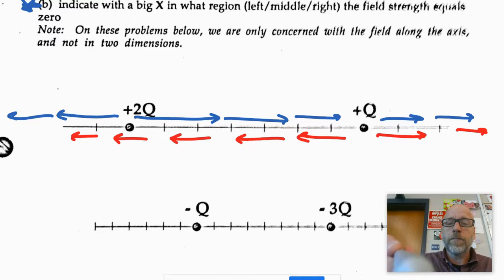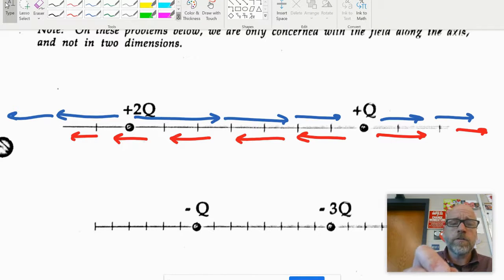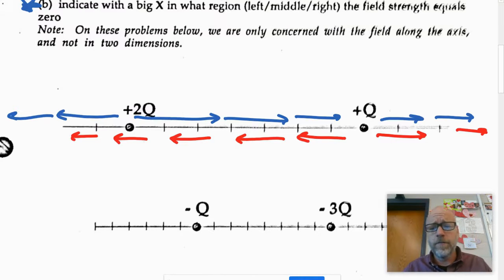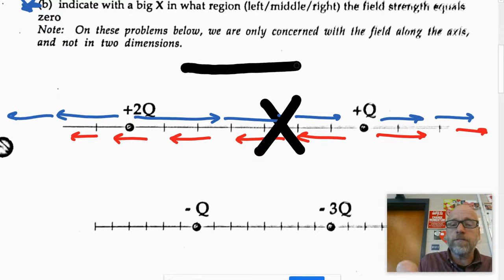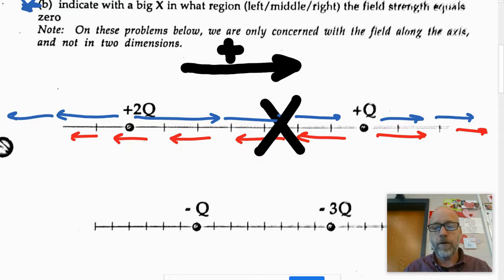Now, my computer's a little touchy, just like some of you guys, a little sensitive. It's okay. I'm going to put a big X right about here, where those two field lines have the potential to cancel out. Now, I do want to note which direction is positive. Yep, I'm going to make right positive in all these problems.